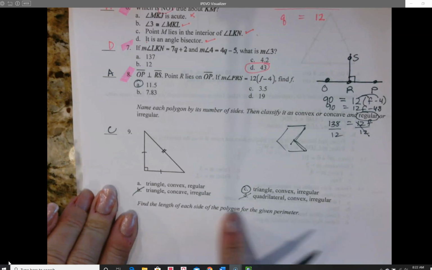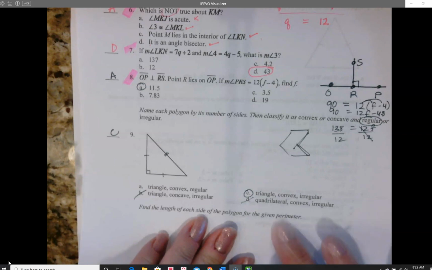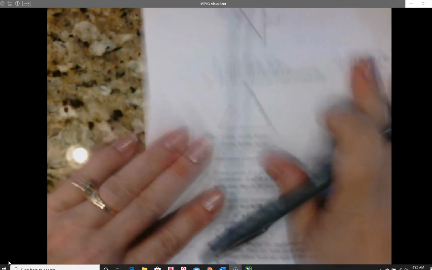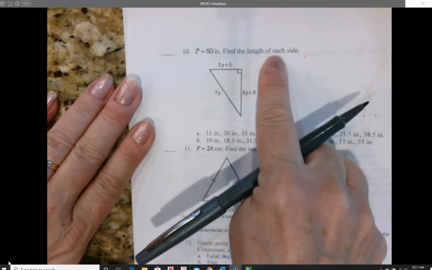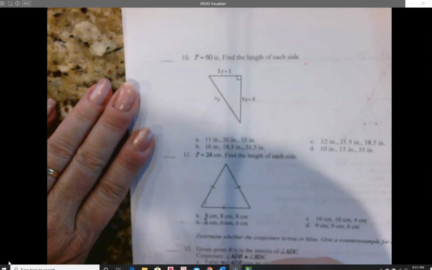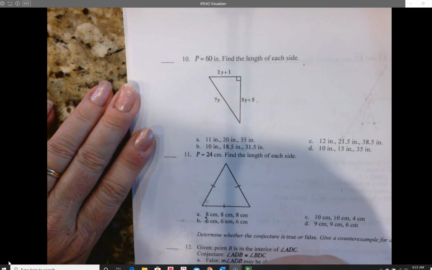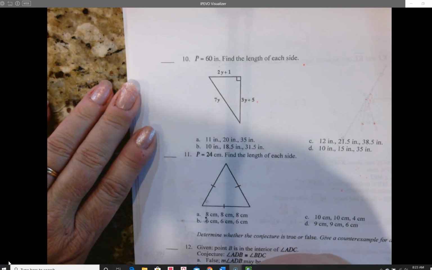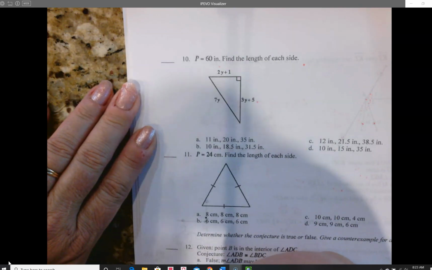Next, find the length of each side of the polygon for the given perimeter. So that's the directions for the next page. My perimeter is 60, and I'm going to find the length of each side. This is a right triangle, and I'm thinking that there is a Pythagorean theorem somewhere in here.